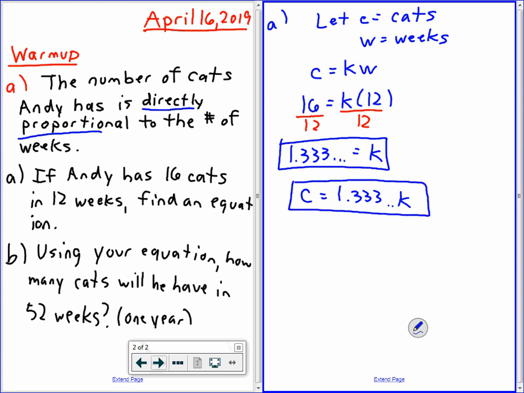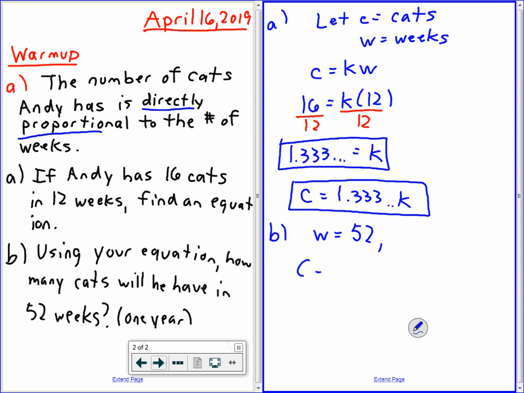Okay, if you want to hit pause, Mrs. Kelly, and if someone needs explanations, please raise your hand and she will help you. Wonderful, good. Okay, letter B, using your equation, how many cats will he have in 52 weeks? Well, obviously the new variable that we have here is weeks equals 52.